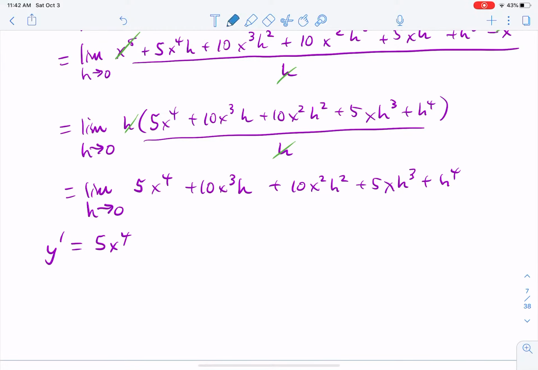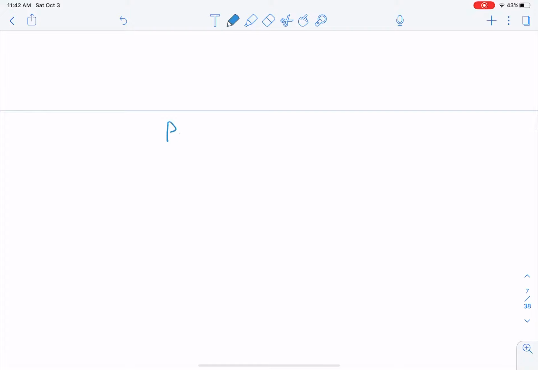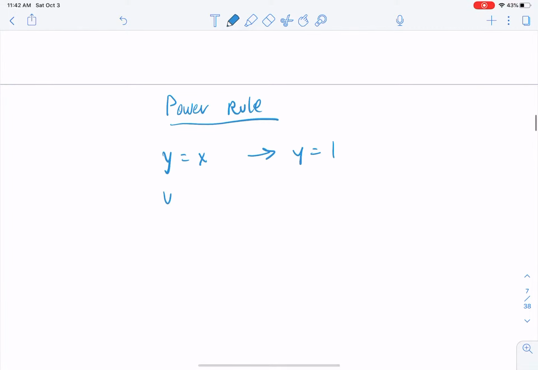Let's write all of these down, just kind of recapping here. We're trying to get this thing that's called the power rule. So when we have y is equal to x to the first, its derivative is y prime equal to 1. And then when we have y is equal to x squared, its derivative is 2x to the first. But we usually don't write that.